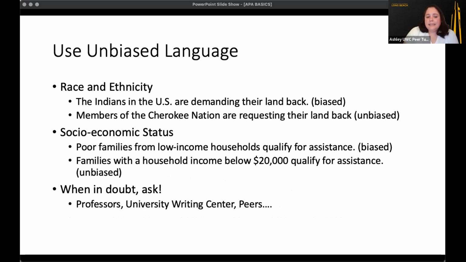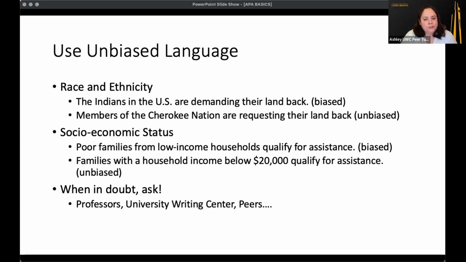When it comes to race and ethnicity, "the Indians in the United States are demanding their land back." That is biased. Instead, you want to write something like "members of the Cherokee Nation are requesting their land back." That's unbiased because you want to get as specific as you can.